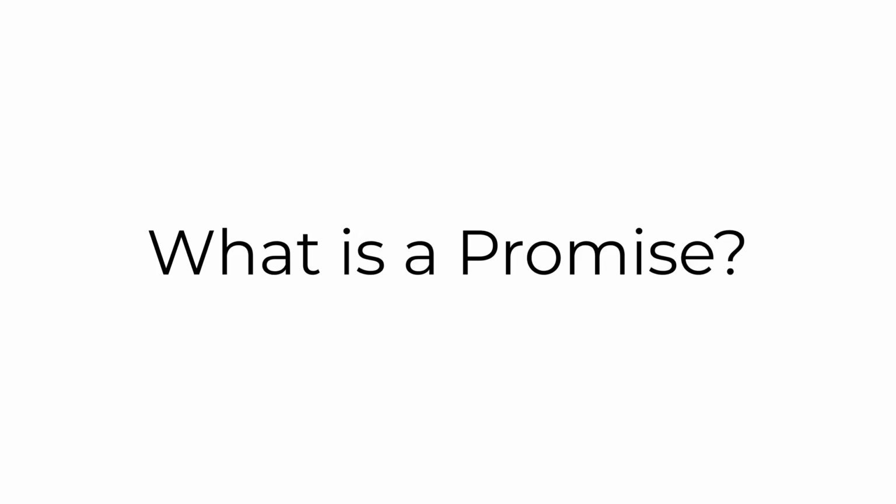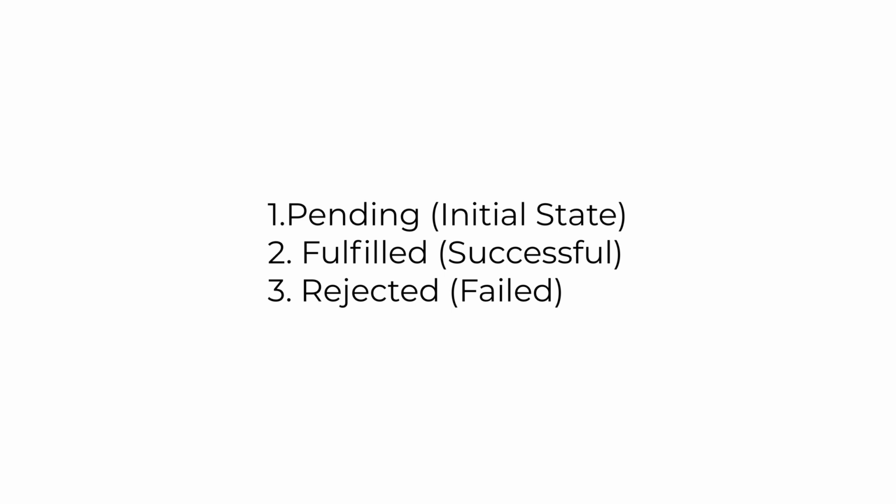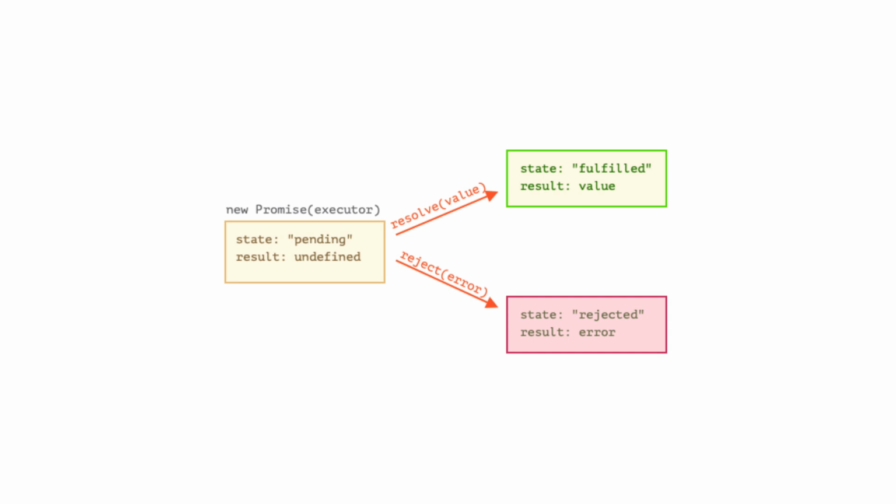First of all, what is a promise? A promise in JavaScript is just like a promise we make in our lives. It refers to an event that will occur in the future. Promises in JavaScript are used to handle asynchronous operations. Promises have three possible states. 1. Pending or initial state. 2. Fulfilled or successful. 3. Rejected or failed. When we make a promise, its state will be pending till either it is fulfilled or rejected.